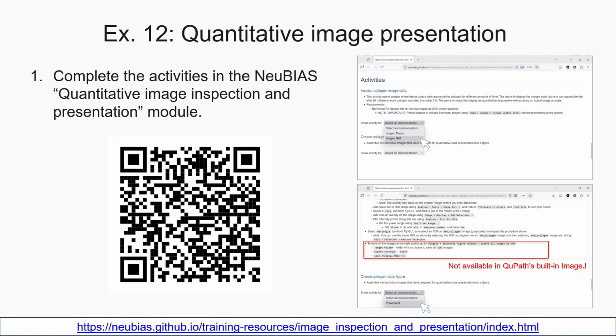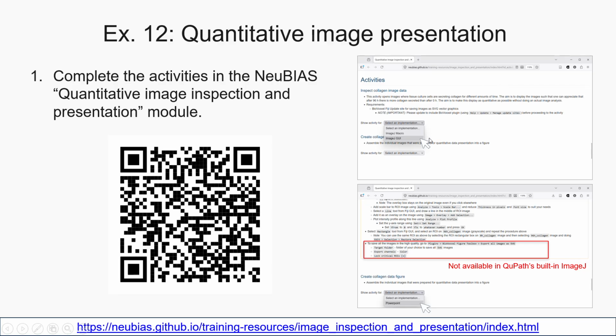But for this module, we're going to do an exercise where you'll walk through the Network of European Bioimage Analysis module on quantitative image inspection and presentation. As you complete the activities, pay attention to how different visualization choices affect interpretation of the same image data. You'll notice that there's a QR code on the screen, so it may be useful to scan this with your phone and put it alongside you so that you can read the instructions while carrying out the steps on your computer.